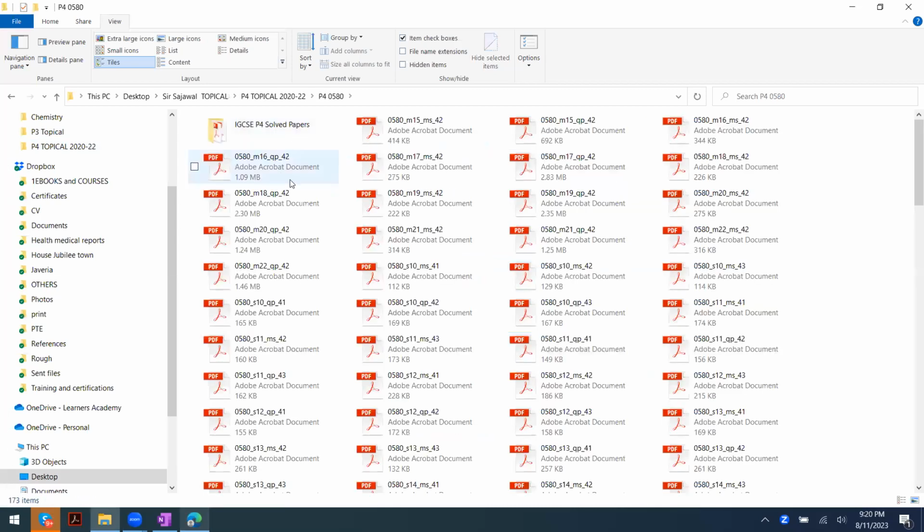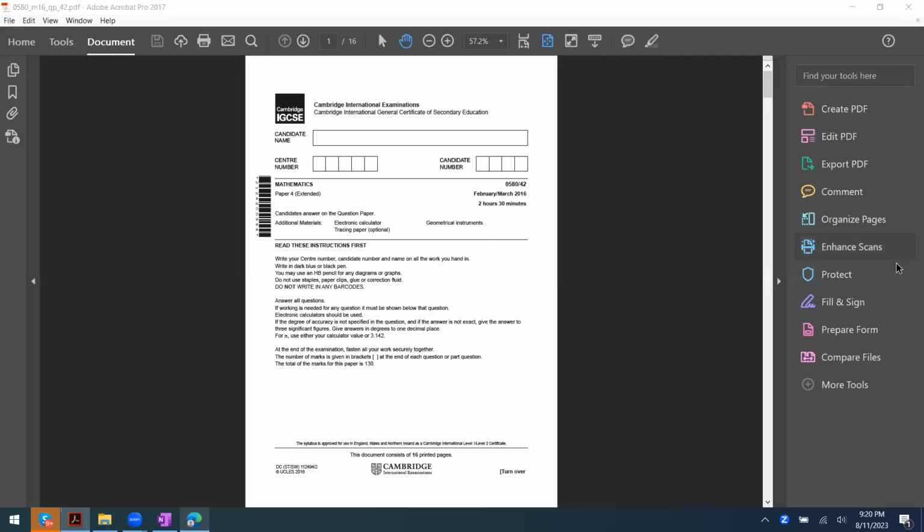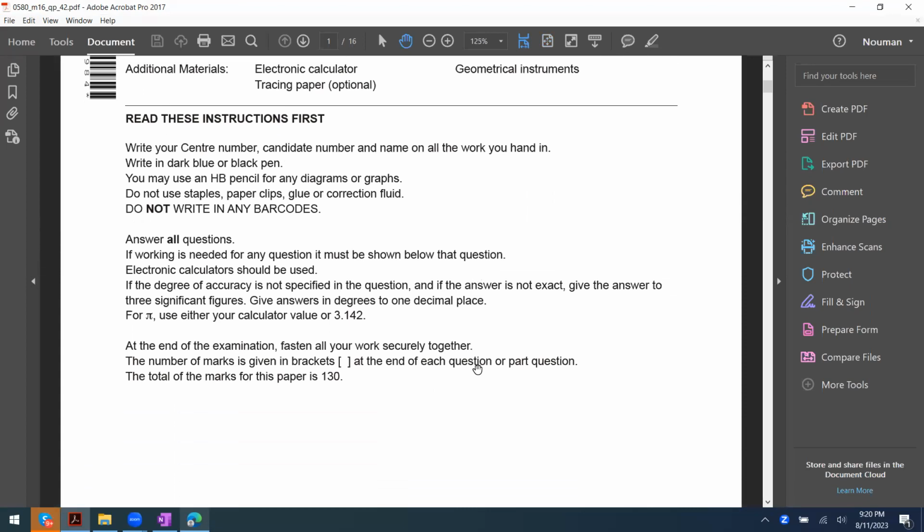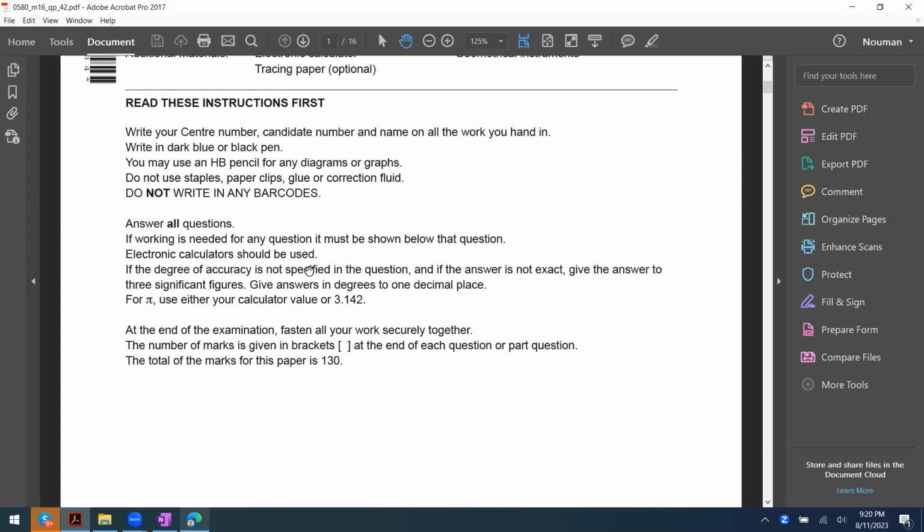Let me show you a paper. They mention it. If the accuracy is not mentioned in the question, then you should round it off to three significant figures, or one decimal place for the angles. I am showing you the instruction here: if the degree of accuracy is not specified in the question and the answer is not exact, give the answer to three significant figures and give answers in degrees to one decimal place. So angle is one decimal place. For pi, you can use 3.142 or just press the pi button. That is no problem.